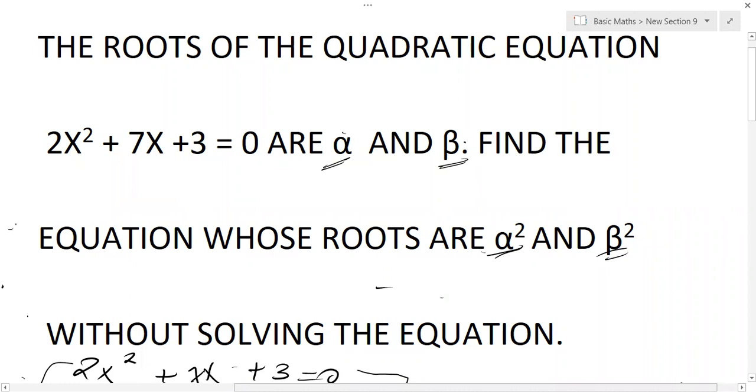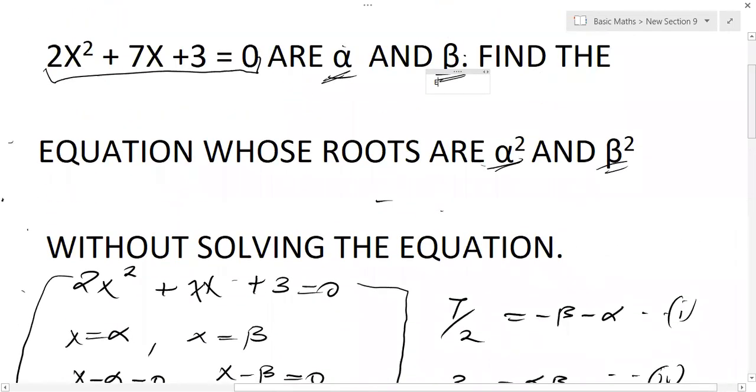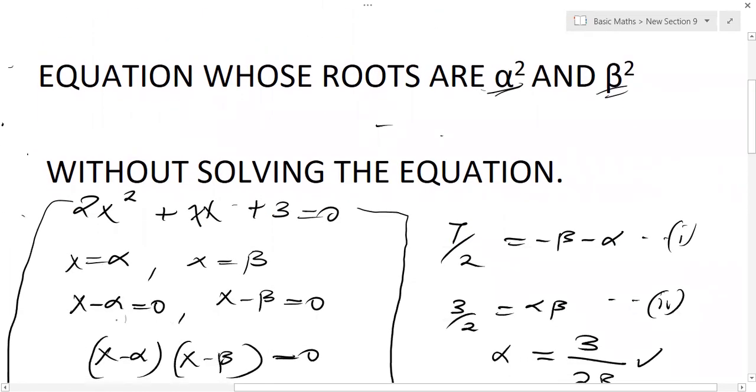Now if we've been given the roots of this equation right here, we can use these roots to actually find the original equation. So our roots: x is equal to alpha, that's one of the roots, and x is equal to beta. Now, bringing alpha and beta to the other side of the equation, we're going to have x minus alpha, x minus beta is equal to zero. So multiplying these two, we will get the original equation.